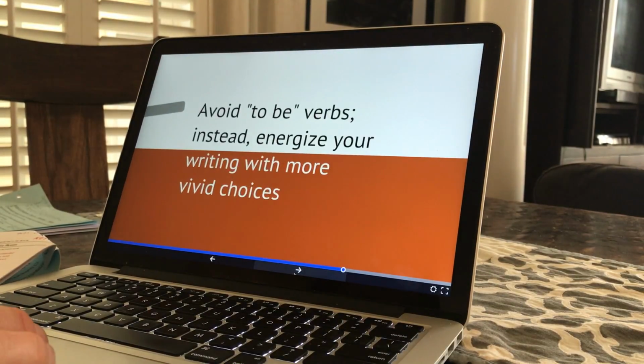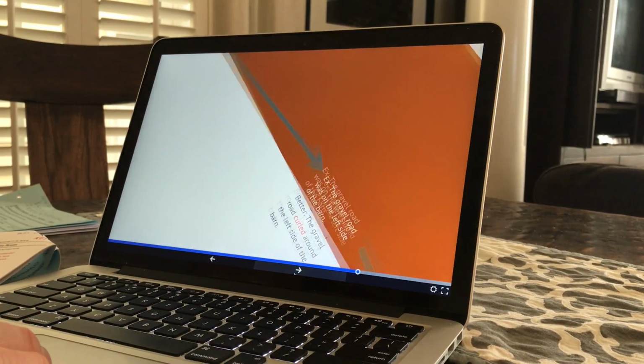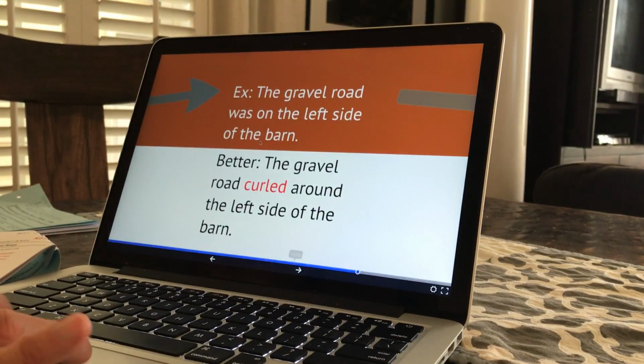You're going to go through your paper later, and you're going to avoid any to-be verbs. Instead, use energized verbs and good vivid choices, such as, the gravel road was on the left side of the barn. No good, there's the was. Better yet, the gravel road curled around the left side of the barn. Definitely paints more of a picture, which is what you're trying to do in your autobiographical incident.